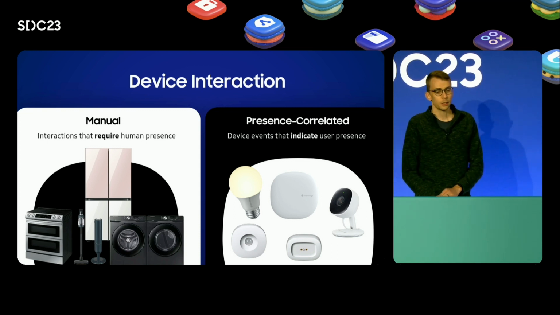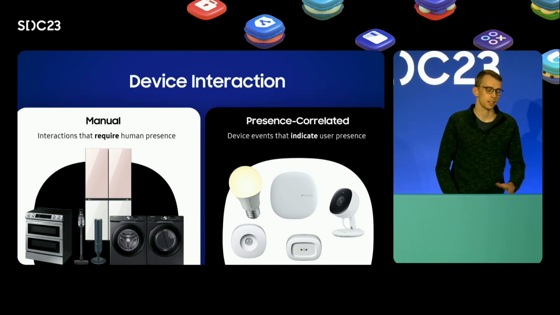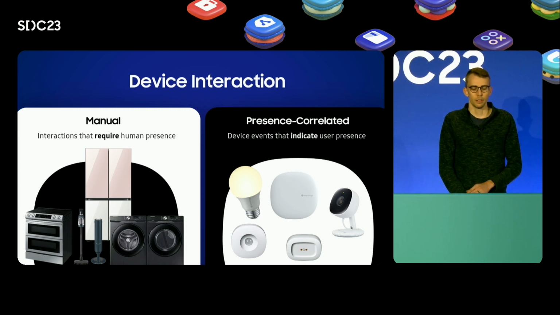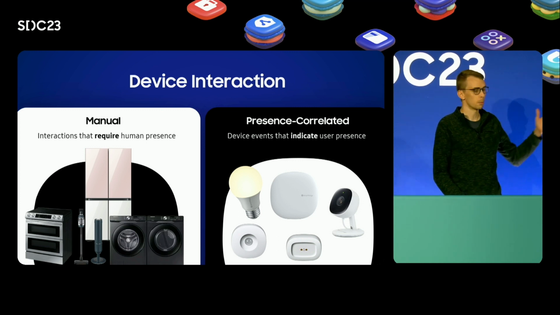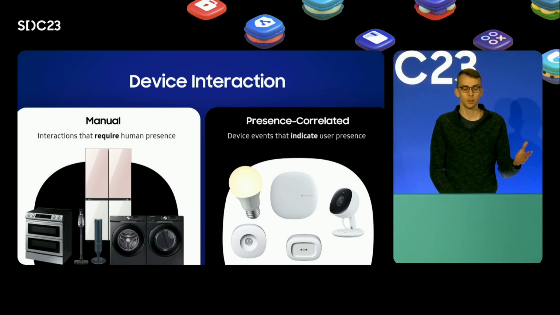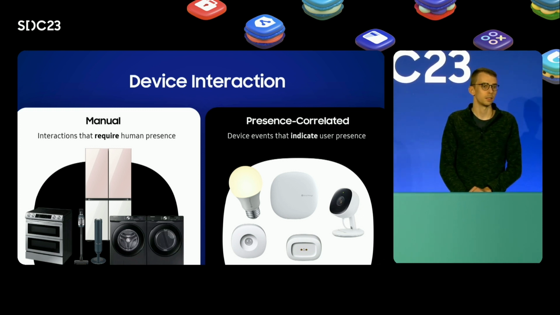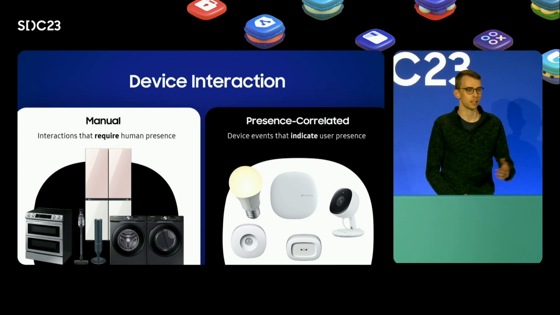With the thousands of different types of devices that can already be connected through SmartThings, most of those devices output events that can be used to indicate a user's presence. The device events can be categorized into two main classes: manual and presence-correlated interaction events. We define manual interaction events as those which can only be triggered when a user is physically present at their location. You can imagine manual events like opening the fridge door or starting your stick vacuum cleaner, and they tell us that someone must be present at the location.